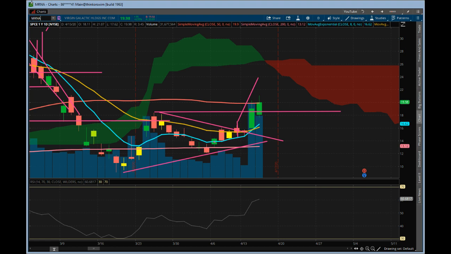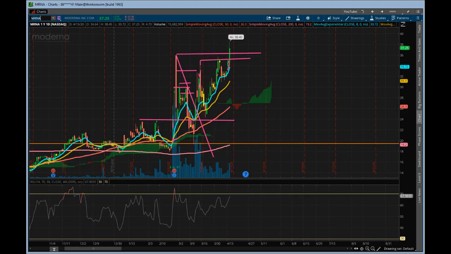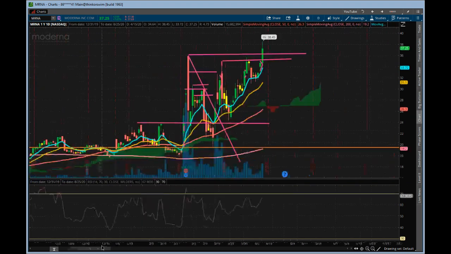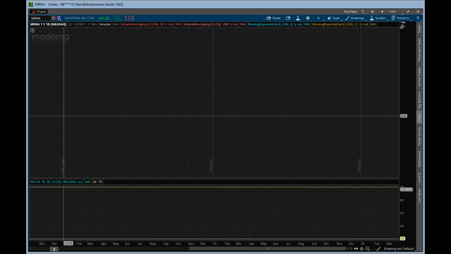mRNA was a nice one, right? Started to gear itself up. I liked yesterday's candle with some good volume, right? We had some resistance right here. It closed above all that today, so now we're in kind of price discovery world. Let's see where that is relative to all this right here.